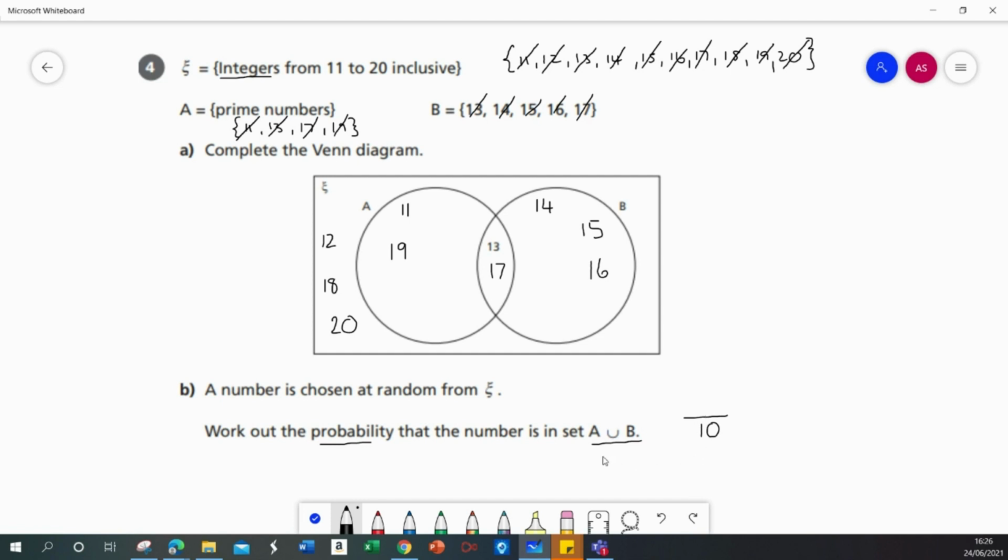The numerator will be the number of numbers that are in the set A union B. So that's everything inside these two circles. So A union B, I'll just highlight all the numbers that would be included in that. It would be everything in A and in B. And when I count those numbers, I've got 1, 2, 3, 4, 5, 6, 7 numbers out of 10 altogether. And that would represent the probability, if I chose a number at random, that it would be in the set A union B.